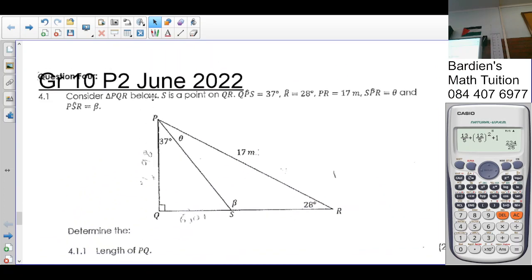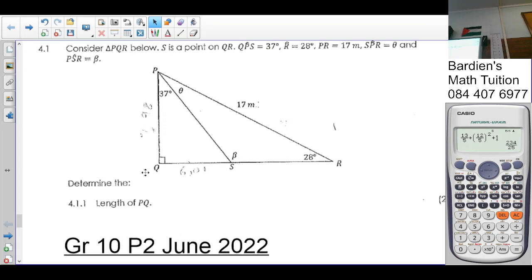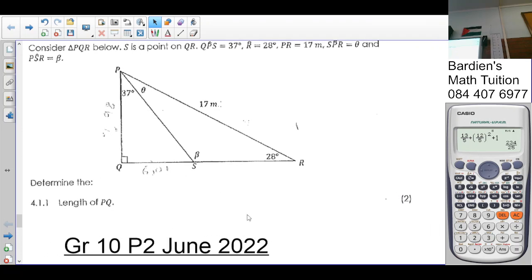Question 4. We are told to consider triangle PQR below. S is a point on QR. Angle QPS is 37 degrees, angle R is 28 degrees, PR is 17, angle SPR is theta, and angle PSR is beta. The question is: calculate the length of PQ, which is this length.